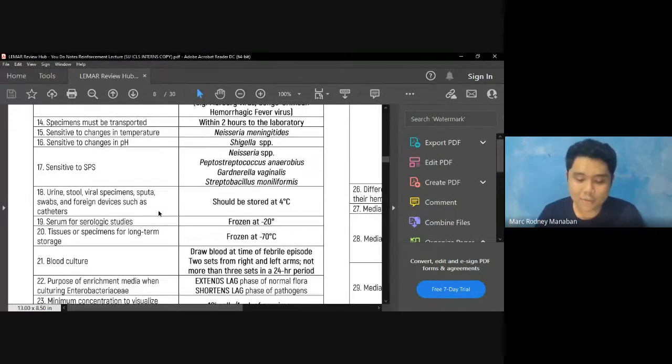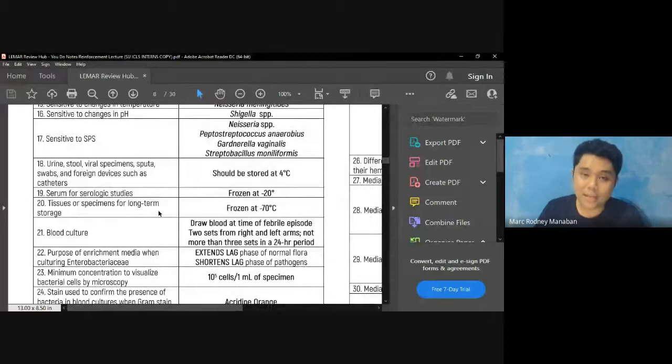Now, for blood culture, it's recommended again to draw blood at the time of the febrile episode. 2 sets from each arm, not more than 3 sets within the 24-hour period. So, this is from, I think, Valiant's Atisha. So, again, take note, if the question in your quiz is which of the following is the best time to collect specimen for blood culture? The answer is during the fever spike or during the febrile episode. Because, again, this is the time where there are more bacteria. During the fever spike.